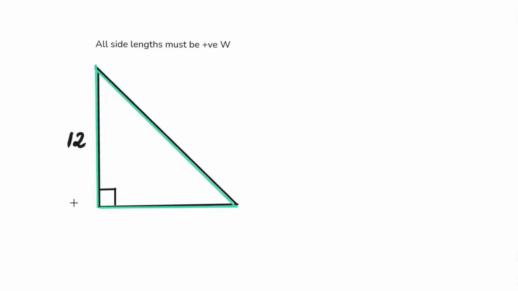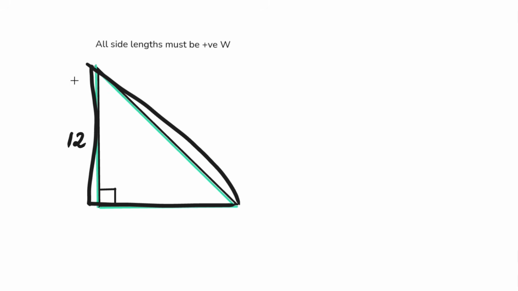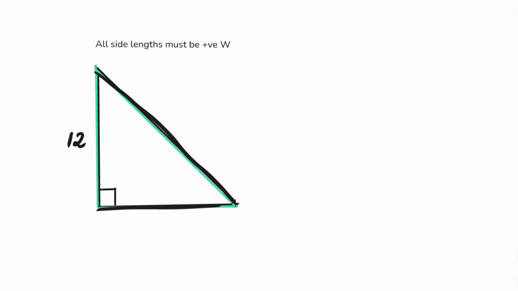Let's work through this problem carefully. We are given a right triangle in which the vertical side, or the perpendicular, is 12 units long, and the other two sides are not given. The question asks us to find the perimeter.